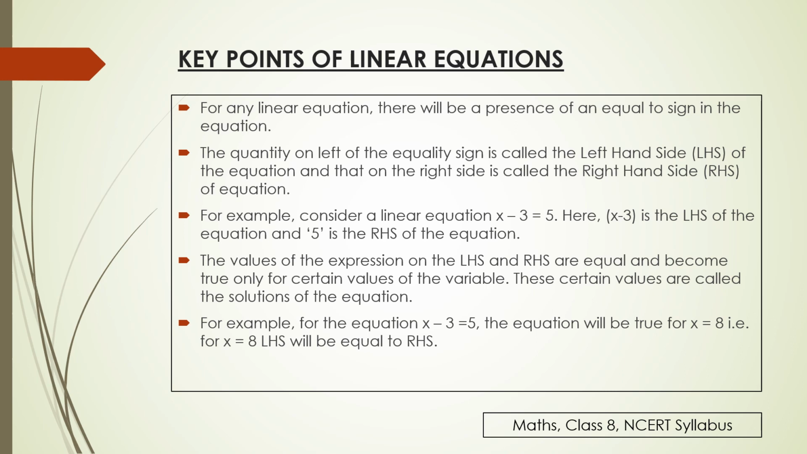The values of the expression on the LHS and RHS are equal and become true only for certain values of the variable. These certain values are called the solutions of the equation. For example, for the equation x minus 3 equal to 5, the equation will be true for x equal to 8. That is, for x equal to 8, LHS will be equal to RHS. Hope now you have got a fair idea on linear equations in one variable. Now let's understand how to solve these linear equations in the next few minutes.